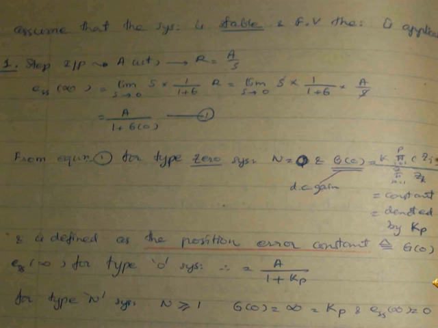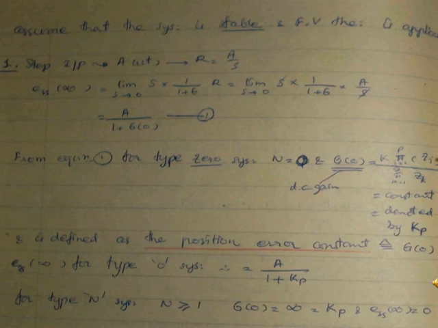So for the input function, the step function, in the time domain or frequency domain, is A by S. Now the steady state error is the limit as S approaches 0 of S multiply 1 divided by 1 plus G multiply R, so A by S gives A divided by 1 plus G0, the steady state error.